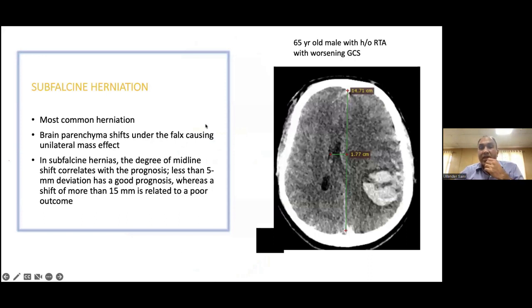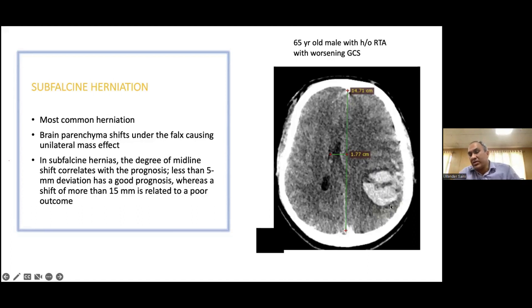So this is subfalcine herniation. This is not a tumor, it's a hematoma, but just for the sake of explanation, this is the most common herniation. You can see this is the region of the falx, and you can see that the brain is herniating here across the falx. This is because of the mass effect caused by the hematoma, as well as some amount of subdural present here. Midline shift is happening here. The ipsilateral lateral ventricle is partially effaced. The opposite side ventricle is also partially effaced and distorted.